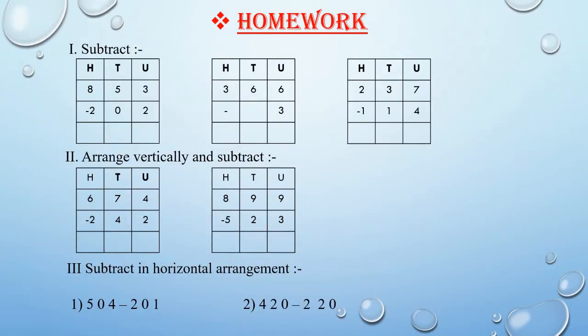Students, now here the homework time. Question number 1, subtract. 3 sums are given here. Question number 2, arrange vertically and subtract them. 2 sums are given. And question number 3, subtract in horizontal arrangement. Students, try to solve this sum by yourself. After solving, you can check your answer in next slide.